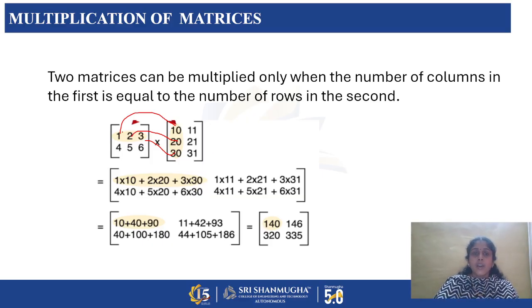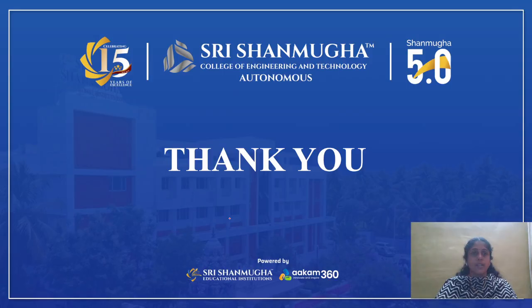My second element is 1 into 11, 2 into 21 and 3 into 31. Next, 4 into 10, 5 into 20 and 6 into 30. Next, 4 into 11, 5 into 21 and 6 into 31 will constitute the A22 element. So I get 140, 146, 320 and 335. So this is how we do multiplication of matrices.